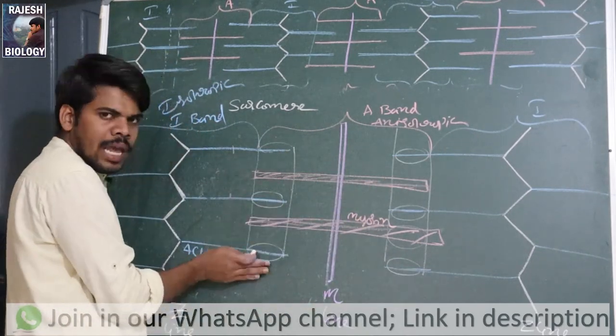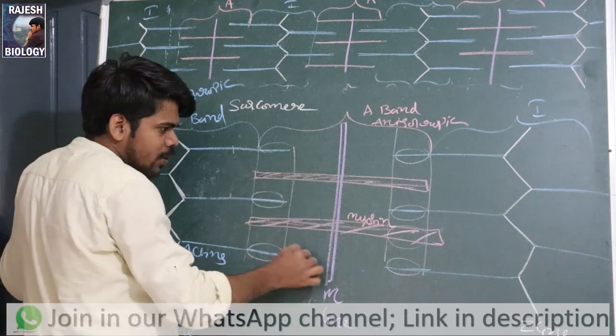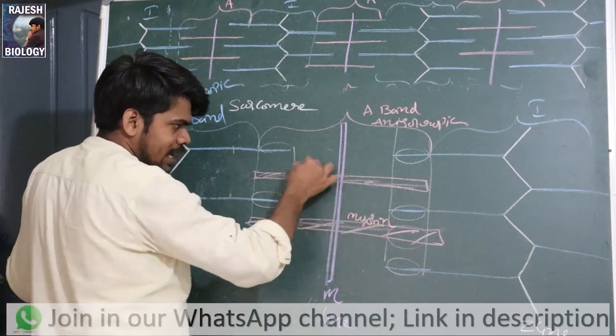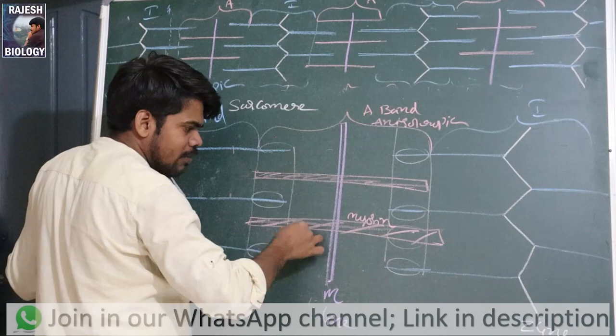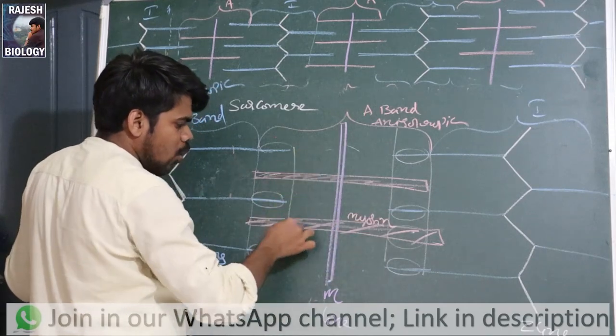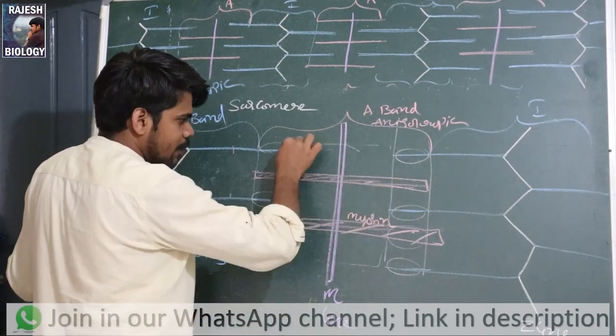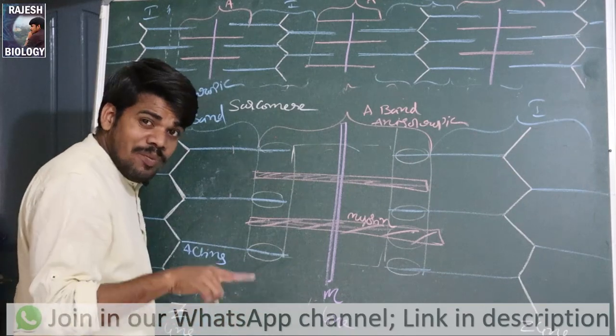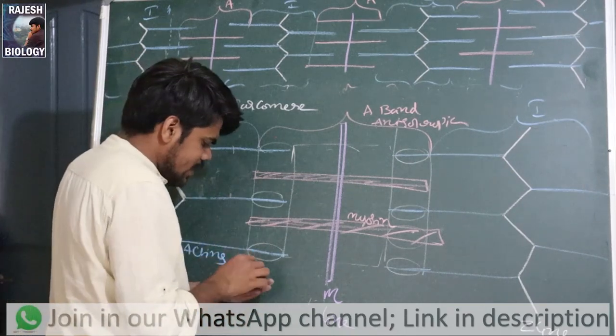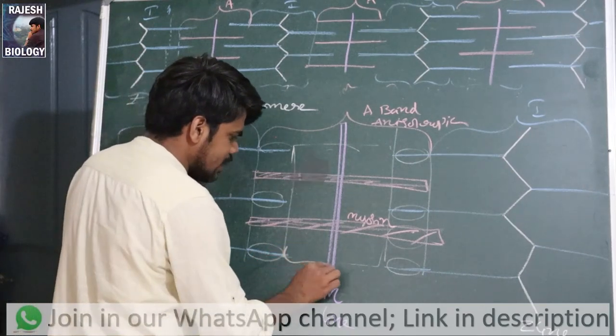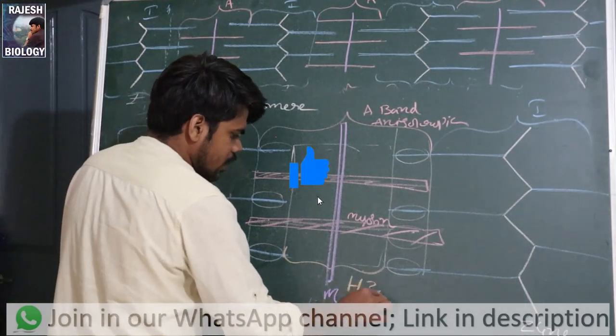Actin and myosin are overlapped. A non-overlapping portion is also there, where there is no actin, only myosin is present. The non-overlapping zone of the A band, or thin portion of the thick band, is called the H zone. What is it called? H zone.